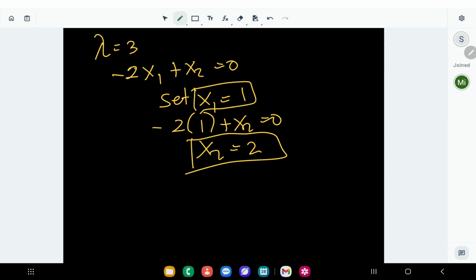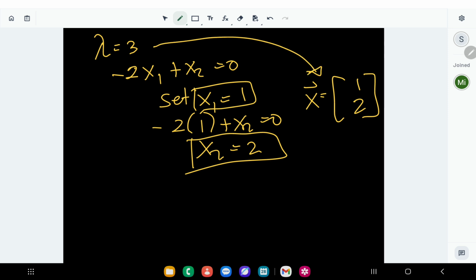Therefore, the eigenvector can have the components 1, 2, if x sub 1 is equal to 1 and x sub 2 is equal to 2. But you can use other multiples. Let's set x sub 1 equals 2, then you can solve for the value of x sub 2. You got it? So that means for eigenvalue equals 3, this is the corresponding eigenvector.